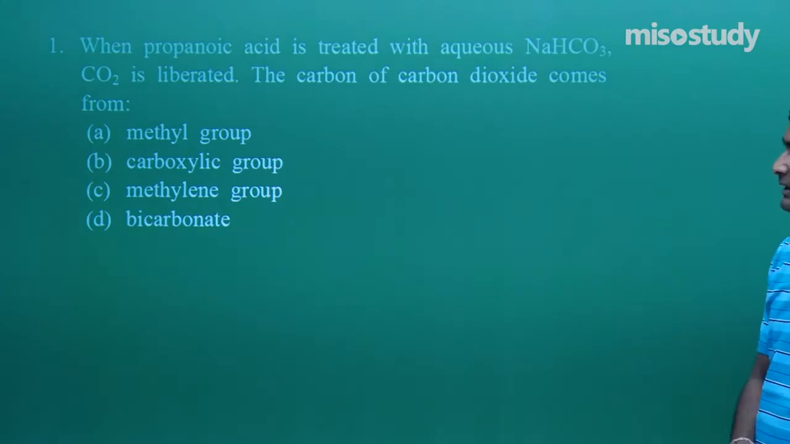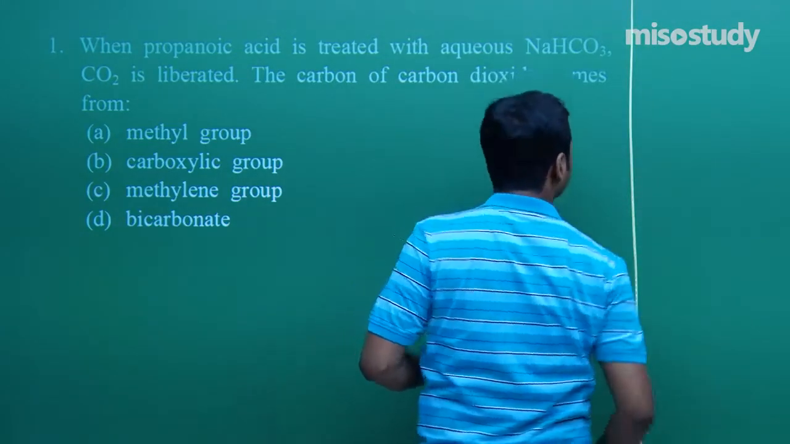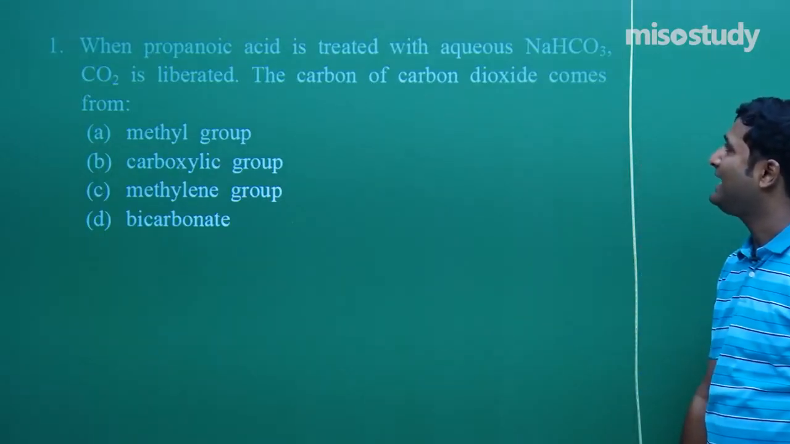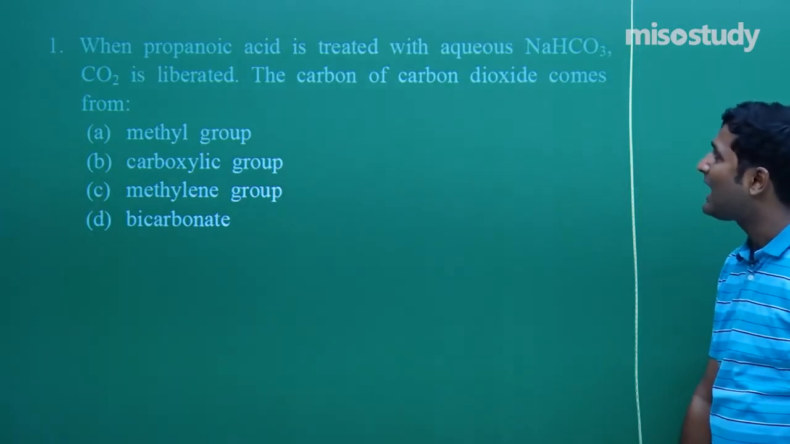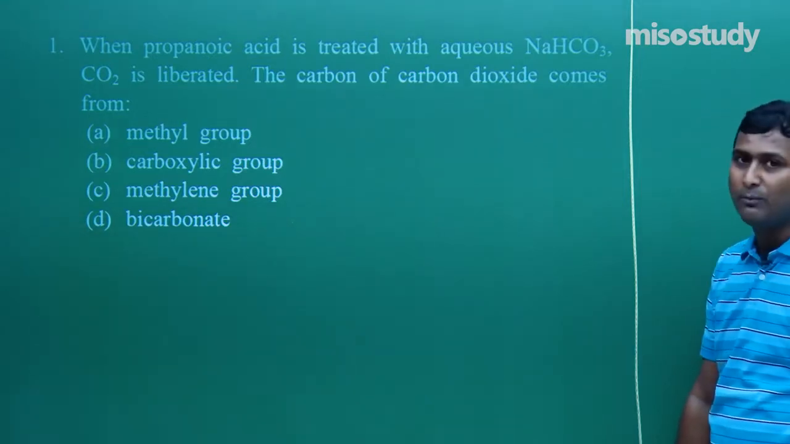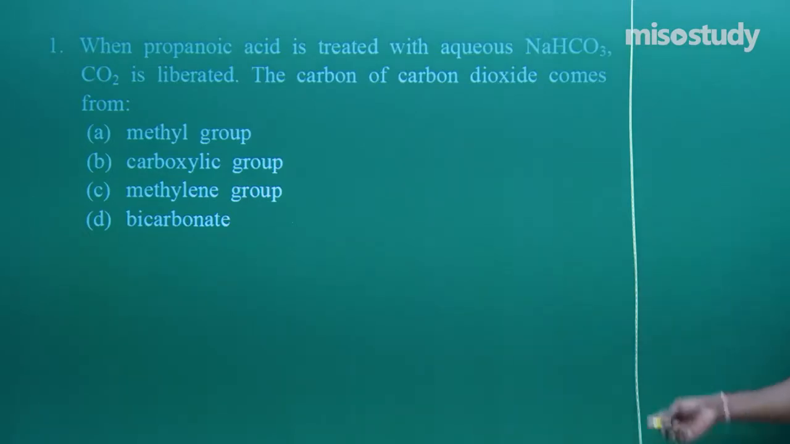Check out what is given here. When propanoic acid is treated with aqueous NaHCO3, CO2 is released. The carbon of carbon dioxide comes from the methyl group, carboxylic group, methylene group or bicarbonate. How to solve the question? Check out what I'm writing here.